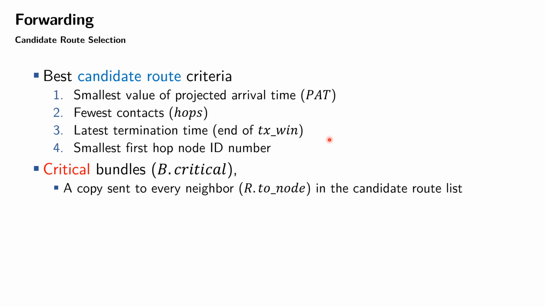Naturally, you want to choose the one with the smallest projected arrival time. As a second criterion, you want the one with the fewest hops, and with the latest termination time. And finally, just to break a tie in case several routes deliver the same performance on the three prior items, the smaller first hop node ID should be chosen. Finally, just to mention, critical bundles are sent to every potential neighbor that you have, as this is a particular type of traffic in DTN.